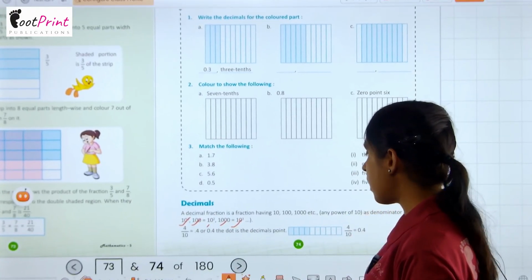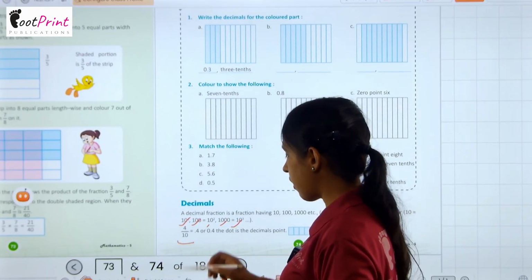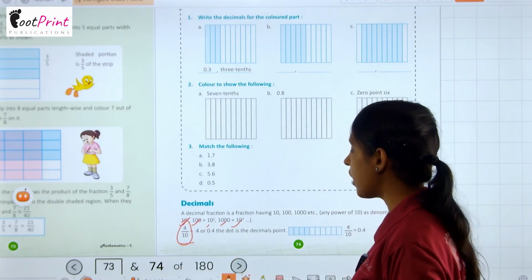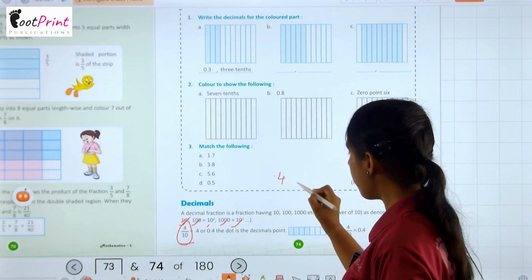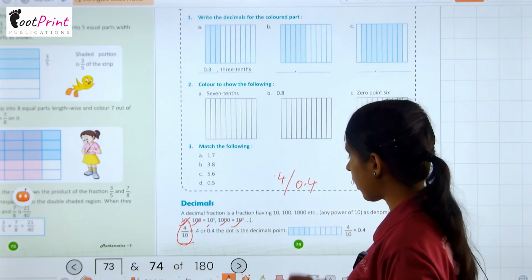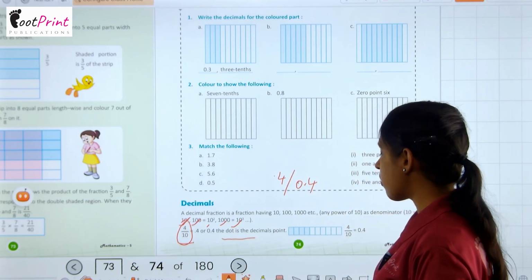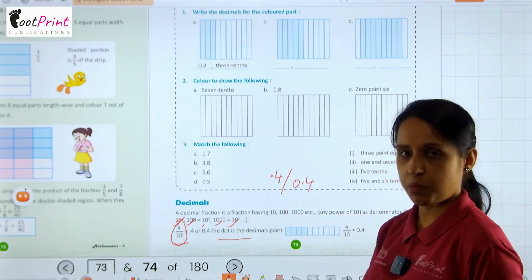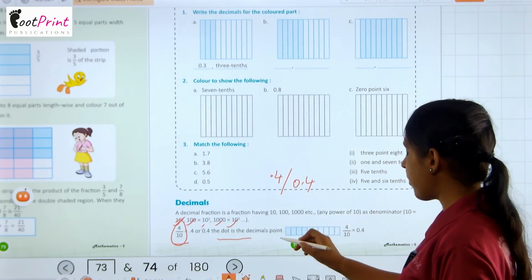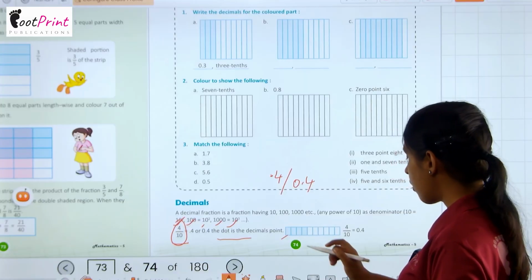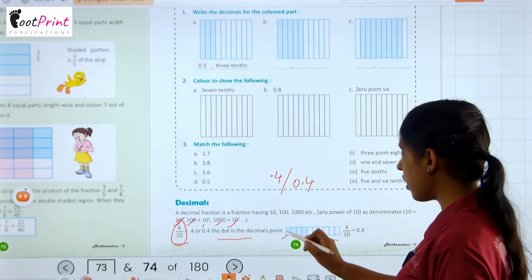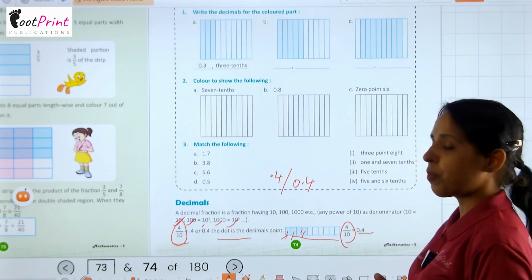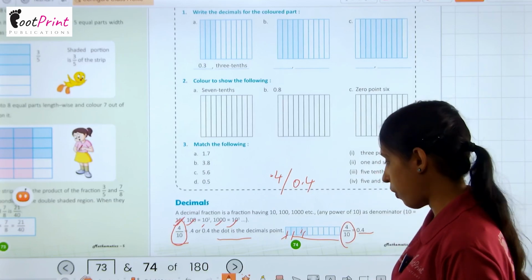For example, here 4/10, so it is a decimal fraction and we write it 0.4 or .4, both are correct. Okay, and the dot is the decimal point. And if in the figure we are showing that, here 10 parts are given and we colored 4 parts, so we get 4/10 and the decimal form is 0.4.